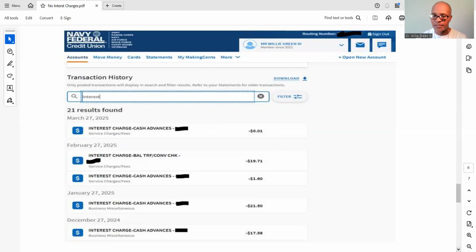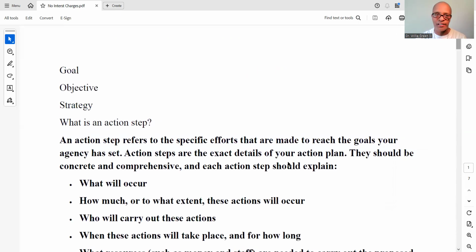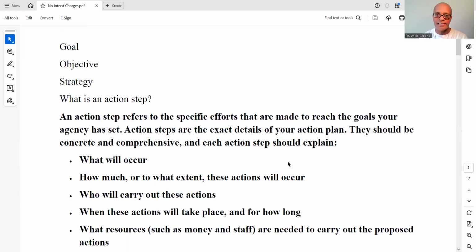Again, the action step is something that I had to fundamentally do to reduce the interest. Again, an action step refers to the specific efforts that are made to reach the goals an agency has set. You can be your own agency, you can be your own organization, but I'm now no longer using the cash advance or the convenience check. I just liquidate the card from the prepaid Go card, and now I'm using interest-free loans.